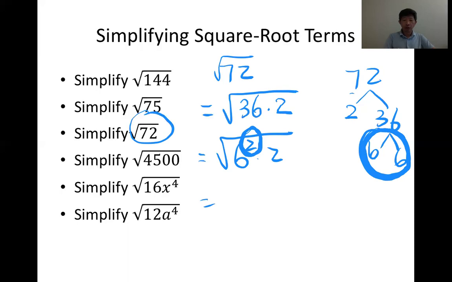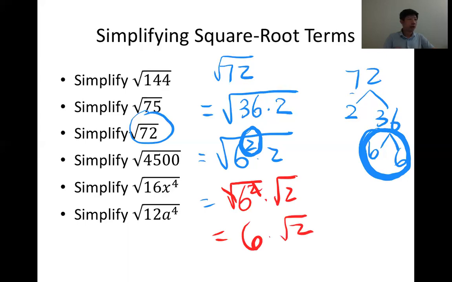So I can write the square root of 6 squared times the square root of 2. This is a 6. Cancel this out, because this is a square root and a square. So we take 6 times the square root of 2. That will be the answer when we simplify. Can we do anything here? No. Square root of 2 is in its simplest form, okay?